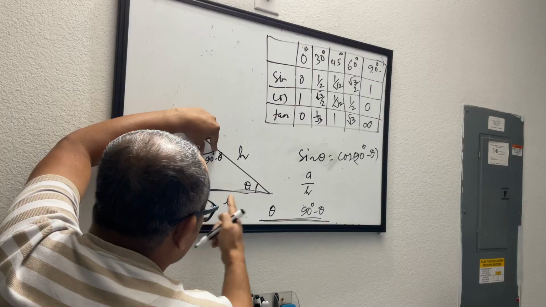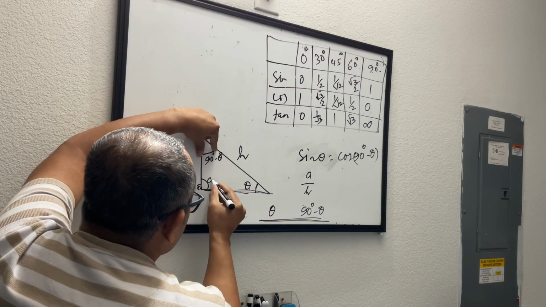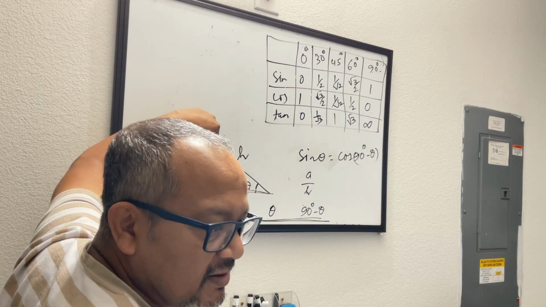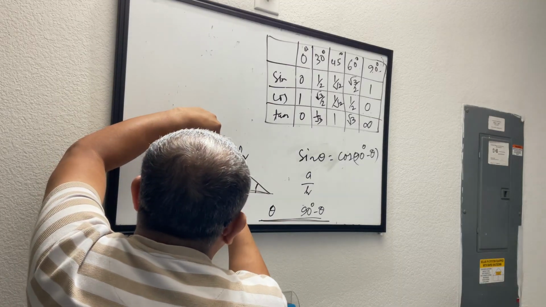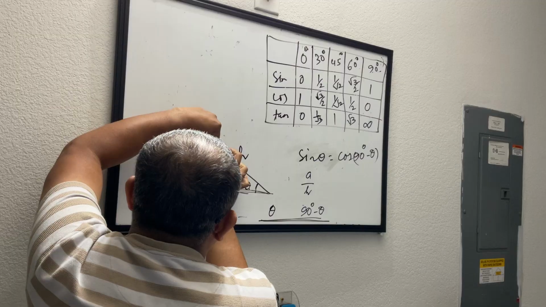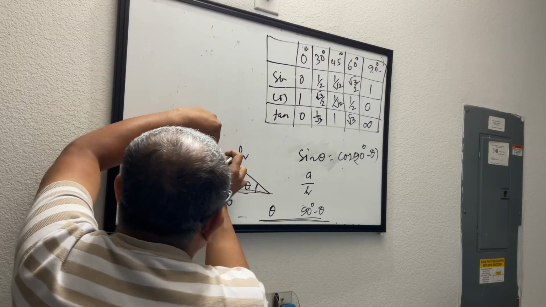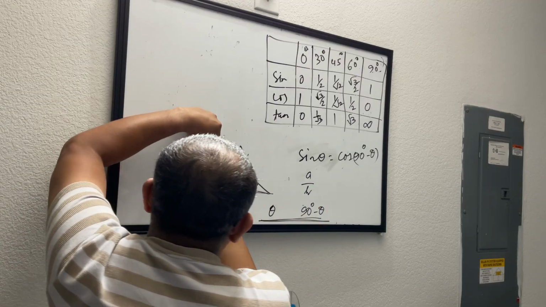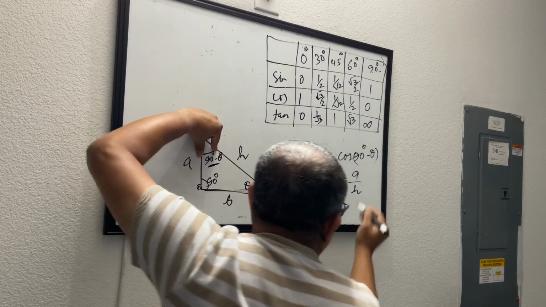Let's validate it. Earlier we were looking at this angle; now this angle is 90 degree minus theta, because this is 90 degree, so these three added together make 180. Let's go by the SOHCAHTOA definition. Now this is the opposite side and this is the adjacent side when I am looking at this angle. So cos of this angle will be adjacent side by hypotenuse. Aren't these the same?